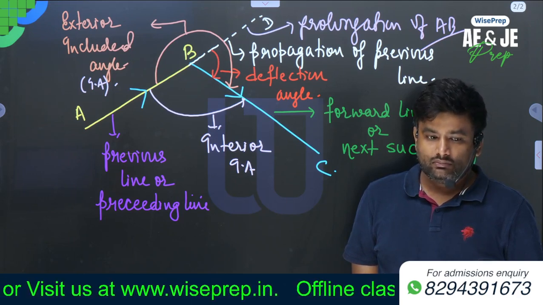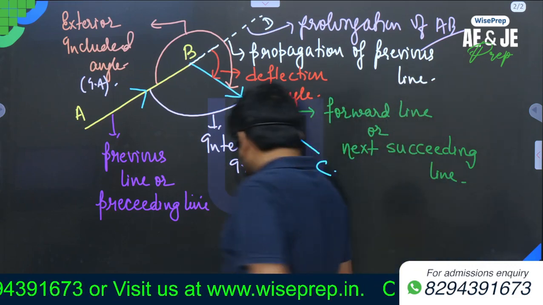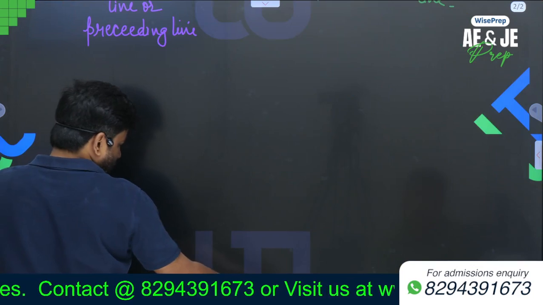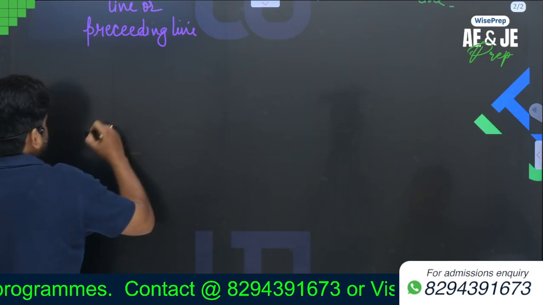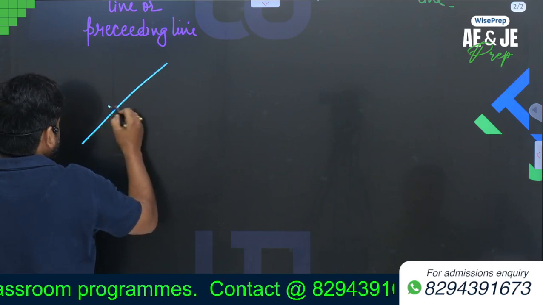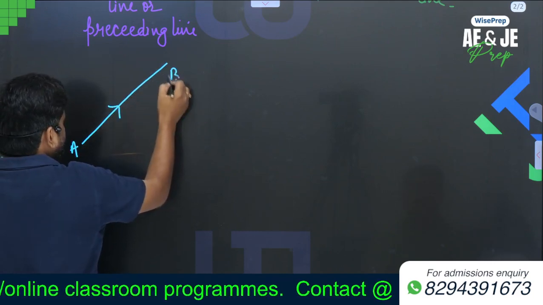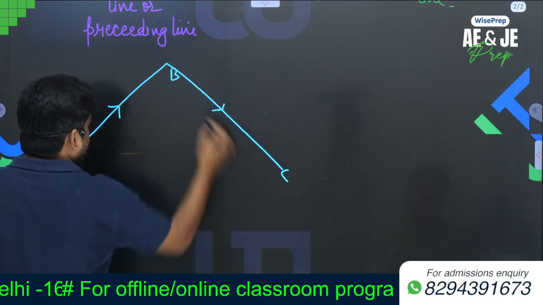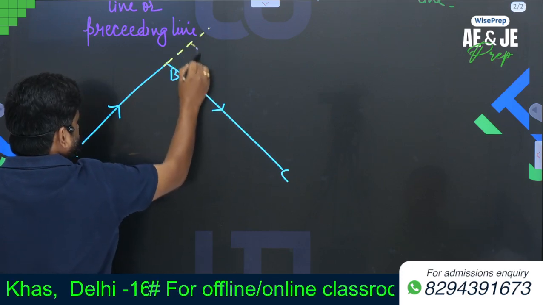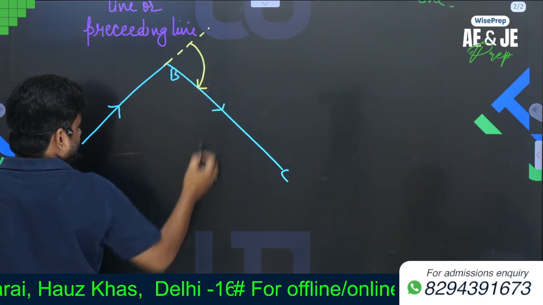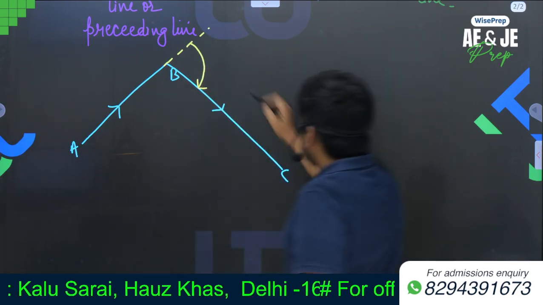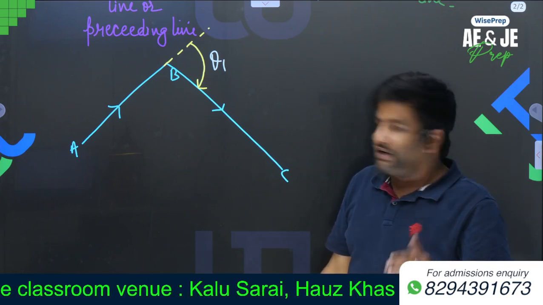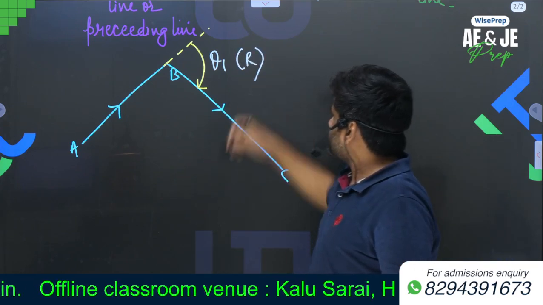Now let's see here. The questions are generally asked in objective examinations, in AE or JE. Suppose you are going this way, A to B. Now you are moving, deviating B to C. So is this clockwise or anti-clockwise? Clockwise. So whenever the deflection angle is in the clockwise direction, it's denoted by R.